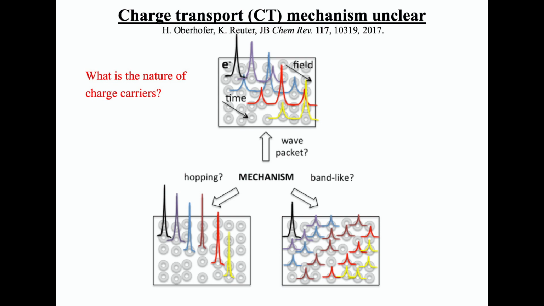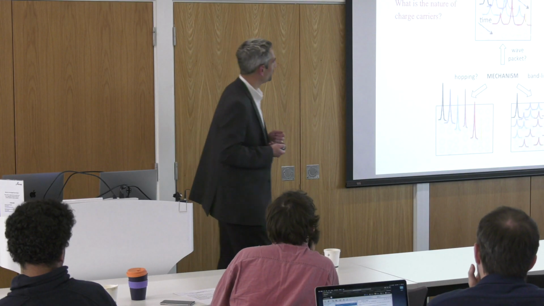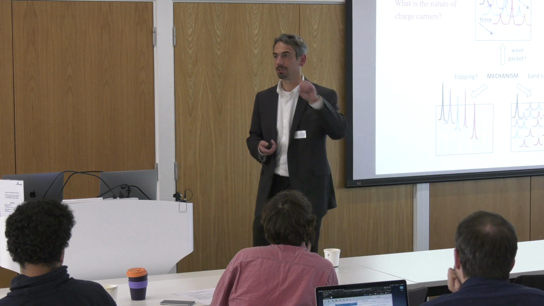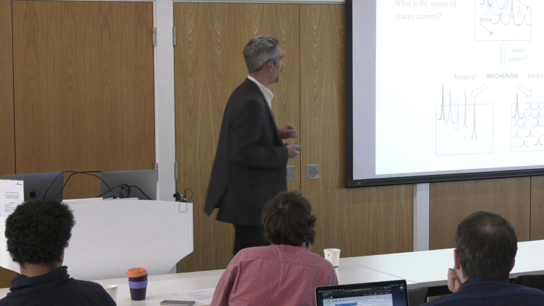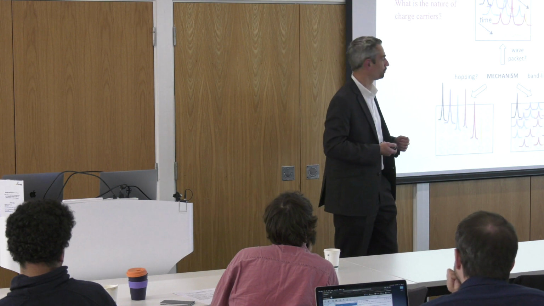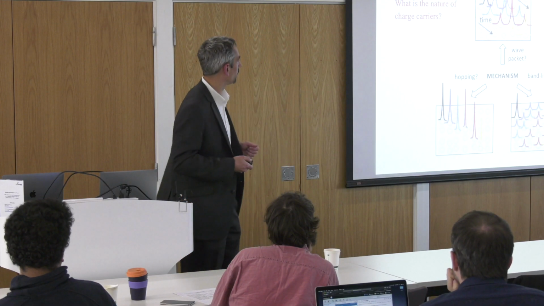Here I just show a cartoon of extreme scenarios. You could think that the carrier is just a localized charge hopping from one molecule to the other, or a fully delocalized, band-like object, similar to what we know from inorganic materials, or maybe something in the middle, something like a wave packet, not really localized, not really delocalized.